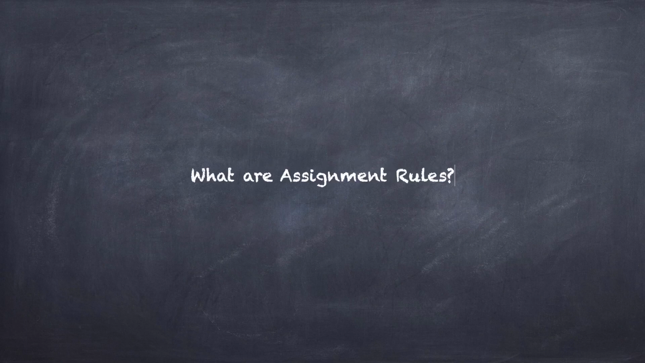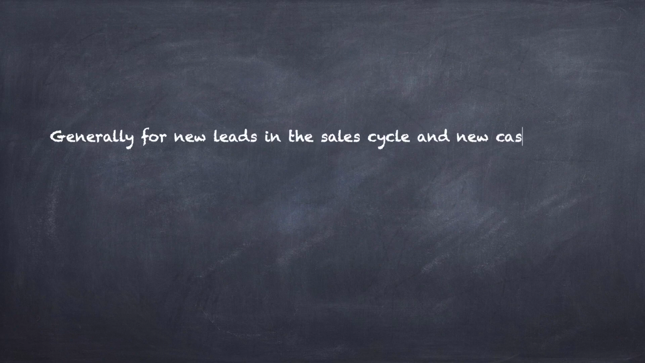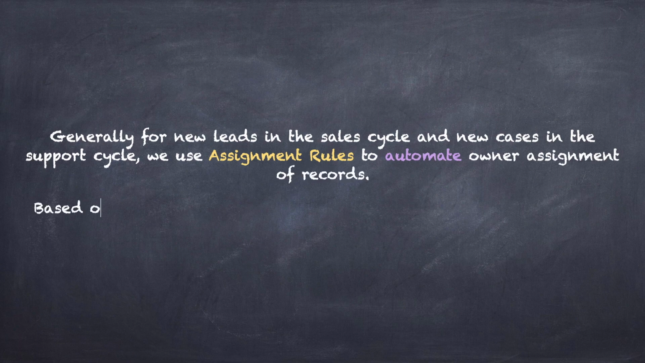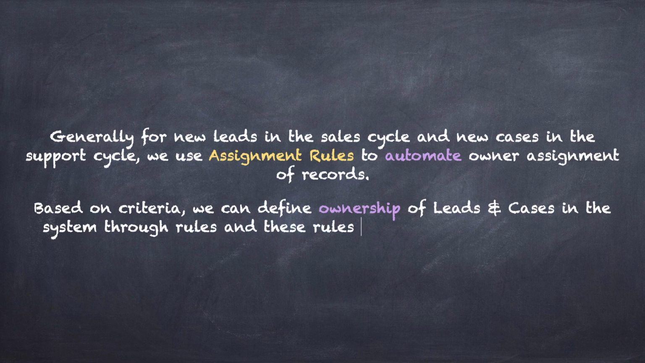What are assignment rules? Generally, for new leads in the sales cycle and new cases in the support cycle, we use assignment rules to automate owner assignment of records. Based on criteria, we can define ownership of leads and cases in the system through rules, and these rules are called assignment rules.